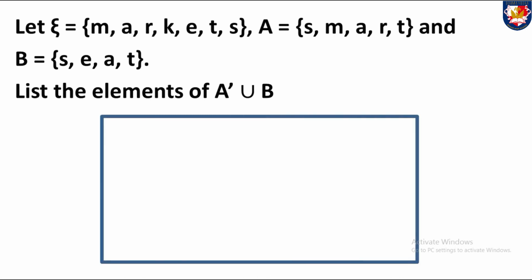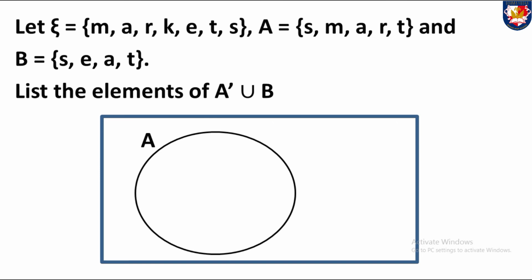So, draw the universal set first, and then draw the region of set A. And then before we draw the region of set B, we need to make sure: is there any common element between A and B? Yes, there is. The common elements between A and B are S, because S belongs to A, and S also belongs to B. And then there is A, because A belongs to A, and A also belongs to B. And then there's T. T belongs to A, and T also belongs to B.